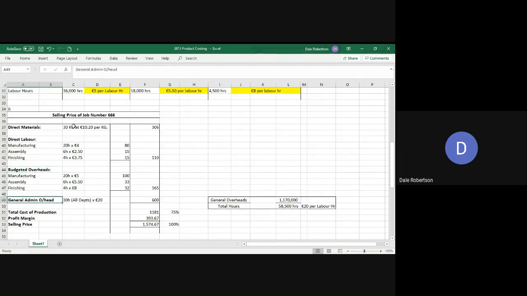So the materials, they tell you that it's 30 kilos of whatever it is, it's computer equipment, 30 kilos at €10.20 per kilo. You multiply that out to get €306.